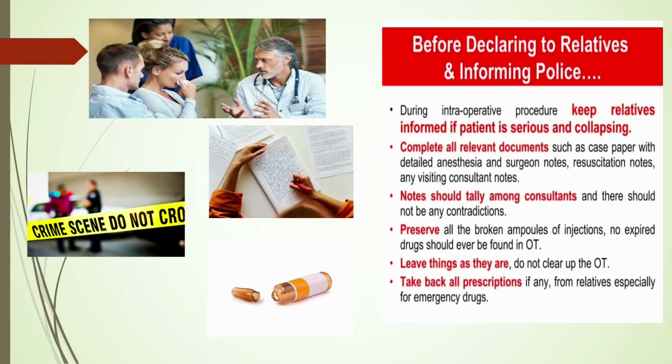Similarly, preserve all broken ampoules of injection, and no expired drug should ever be found in OT. Leave the thing as it is, because after death on the table, it is like a crime scene. So if you clear up OT, it is like you are not supporting the investigation and you are hiding something. So do not clear up OT immediately. And take back all prescriptions from relatives, specifically emergency drugs, because the relatives may tell later on that these emergency drugs were advised by the OT sister at the 11th hour, meaning they are not available with you.